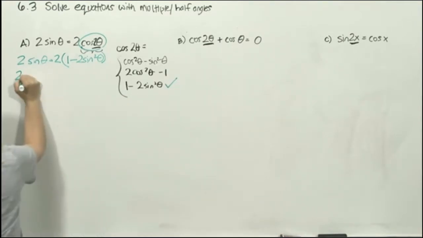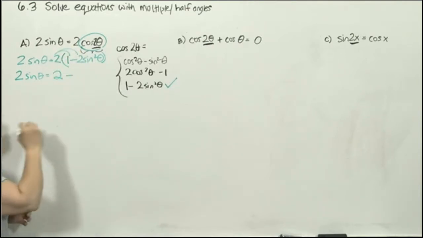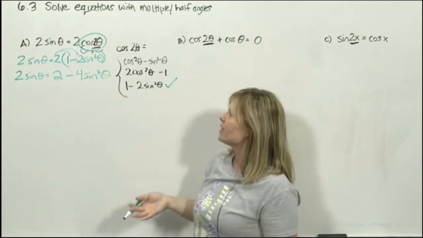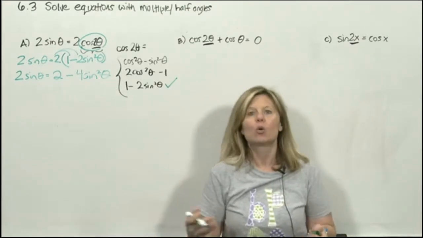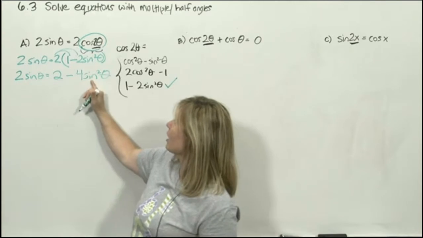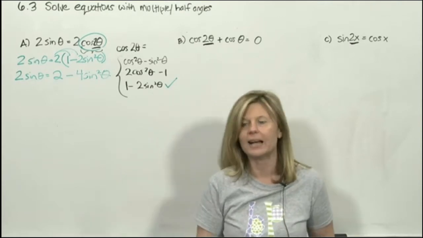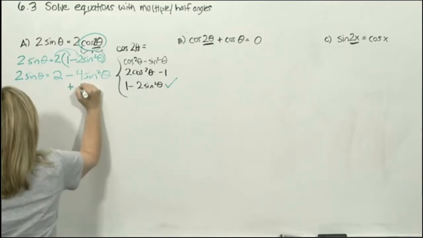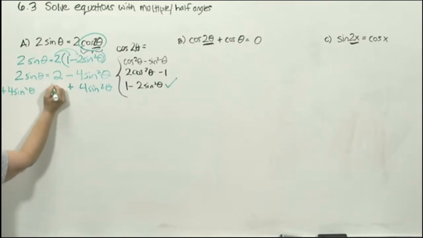Now we'll just follow our algebra. We'll distribute. 2 times 1 is 2. 2 times negative 2 sine squared theta is negative 4 sine squared theta. Then you have to ask yourself, is this equation linear or quadratic? Well, it's got a square, so it's quadratic. Quadratic equations we normally like to set equal to 0 and factor. On this one, our sine squared is negative. Well, if you remember from algebra, you never want to factor with your square being negative. So I'm going to move both of these terms to the left side. So I'll add the 4 sine squared theta to the left, and I will subtract the 2.